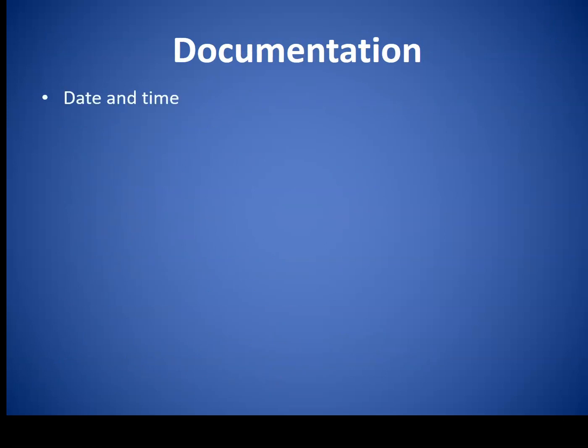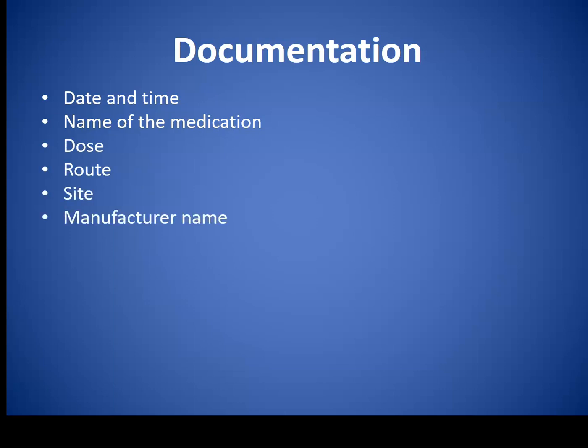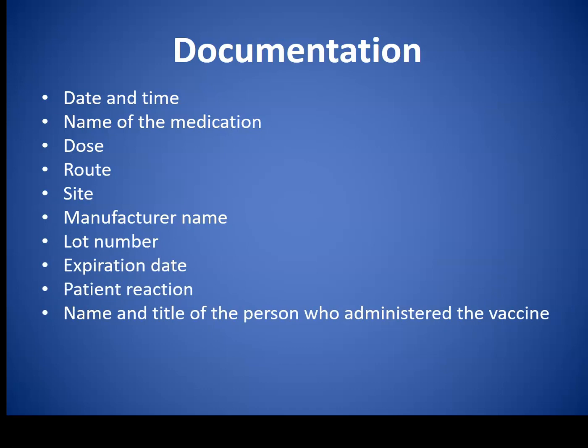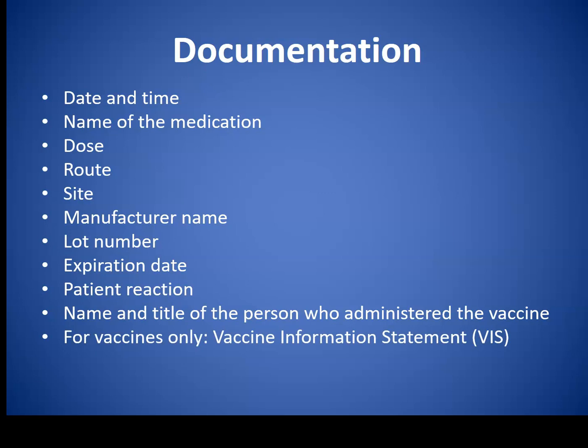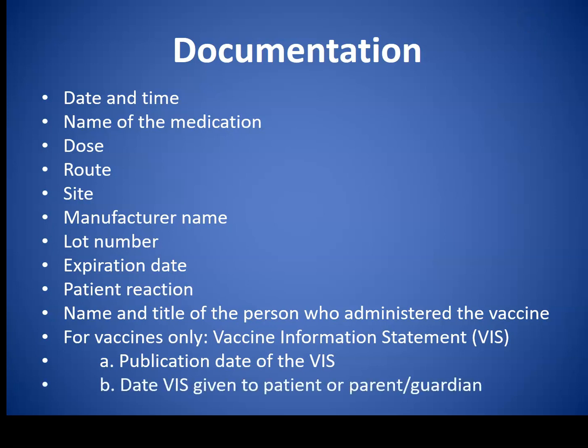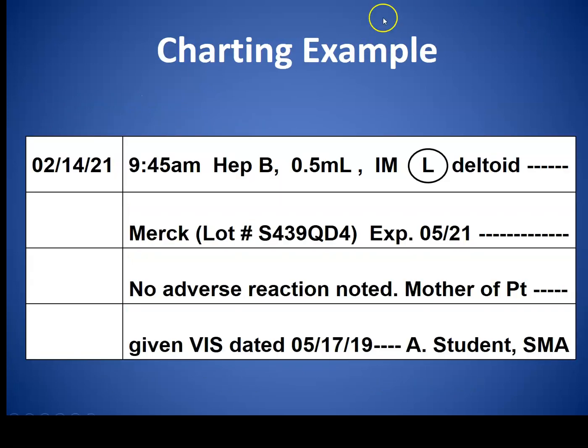We're going to document the date and time that we've given the injection, the name of the medication, the dose, the route, the site that we used, the manufacturer name, the lot number, the expiration date, the patient's reaction, and your name and title after you've administered the vaccine. And always the VIS date, the publication, as well as the date that it was given to the patient or the parent guardian. So here's a charting example.